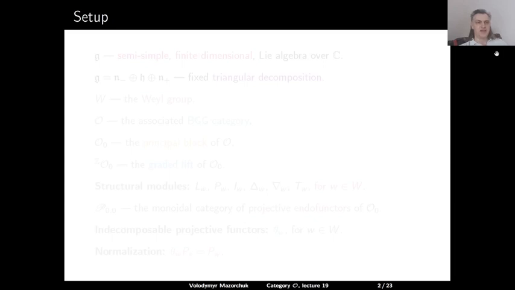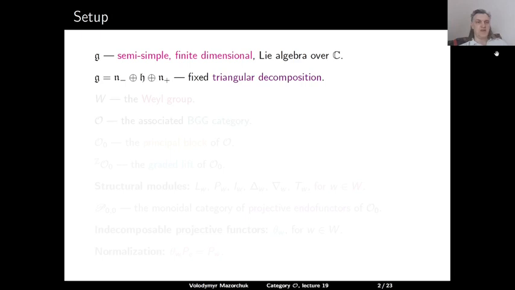Let us start with describing our setup. Let G be a semi-simple finite-dimensional complex Lie algebra with a fixed triangular decomposition into the negative part n minus, the Cartan subalgebra H, and the positive part n plus. Let W denote the Weyl group. Associated to this triangular decomposition, we have the BGG category O and its principal block O0.